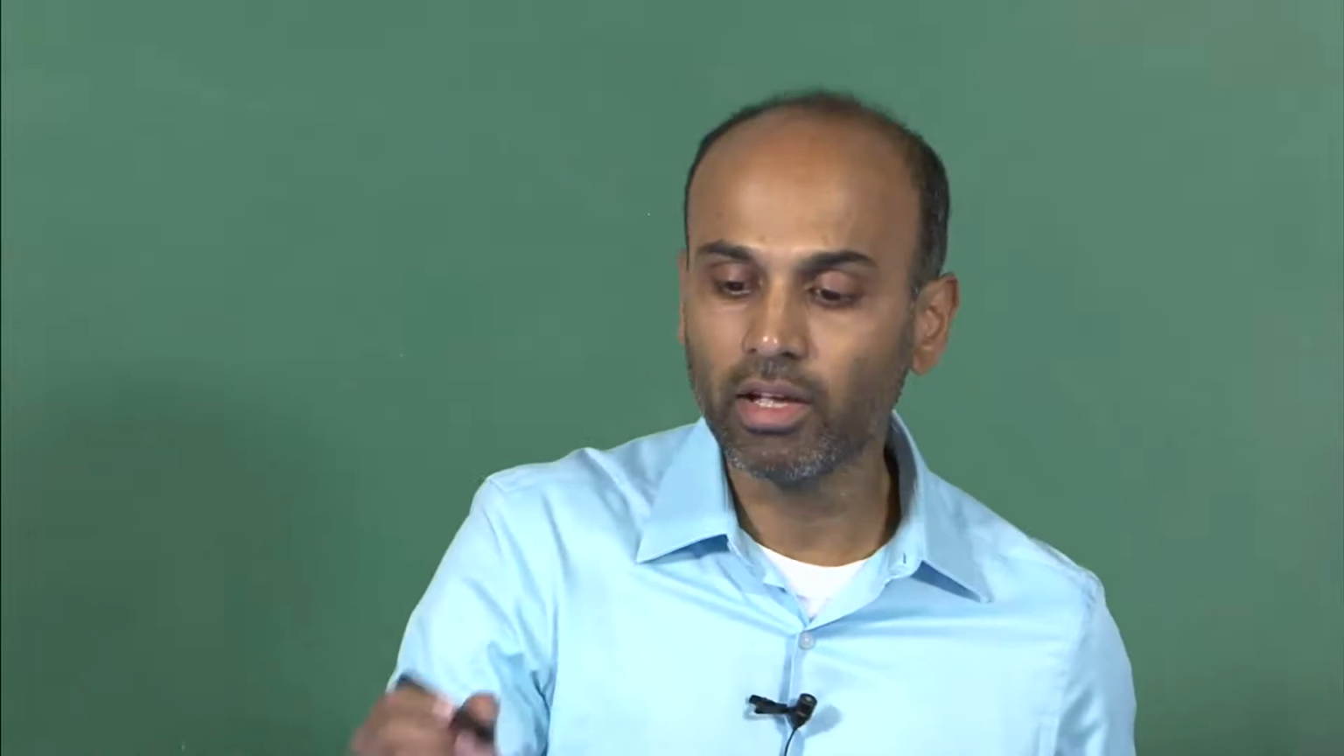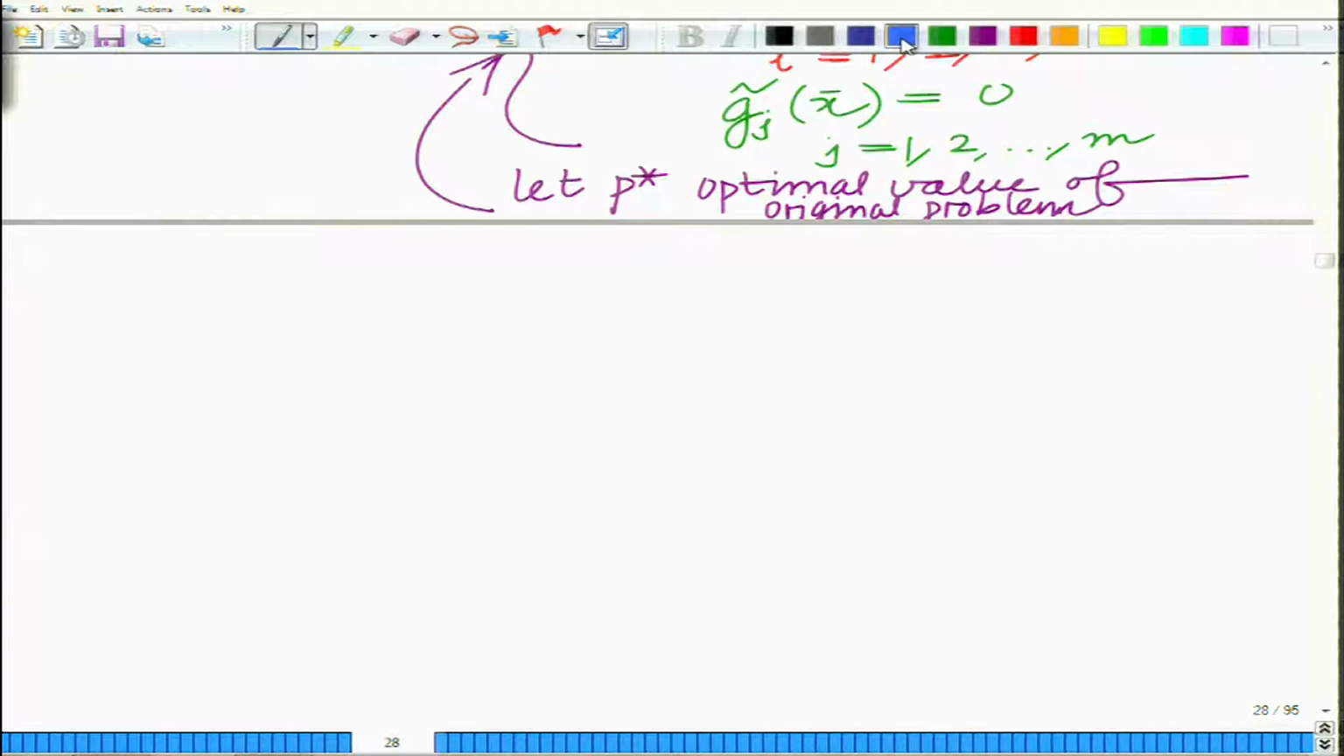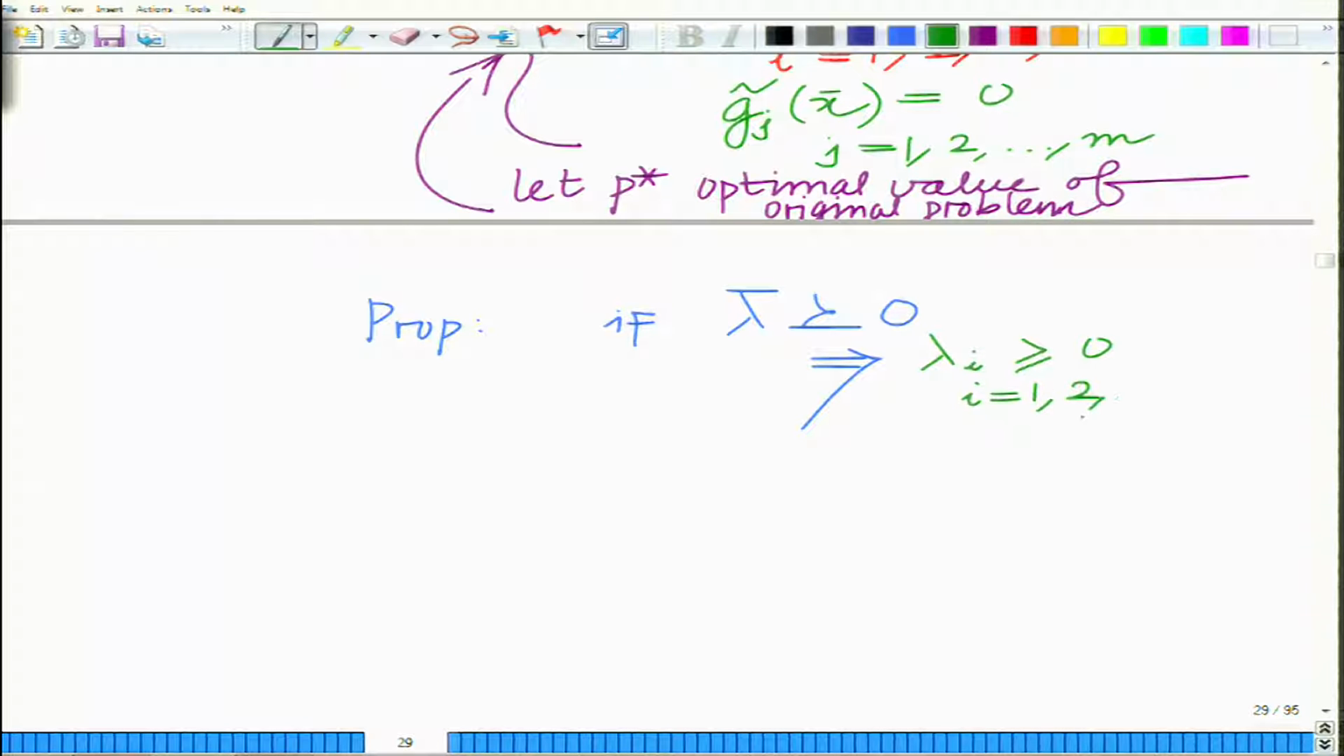Now, the interesting result that we want to show, and this is a very important property of the dual, is that if this vector of Lagrange multipliers associated with the inequality constraints, that is lambda bar, is component wise greater than or equal to 0. That means that each lambda i is greater than or equal to 0 for i equals 1, 2 up to L. Remember, lambdas are the Lagrange multipliers associated with the inequality constraints.